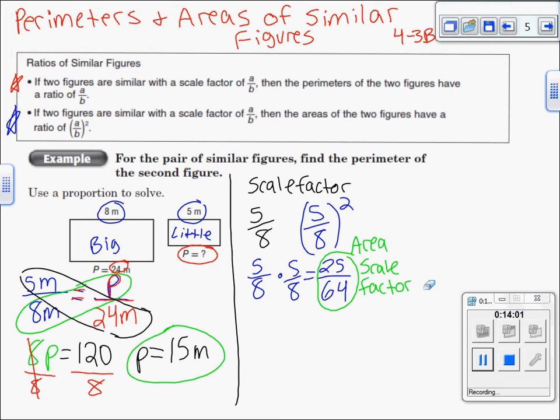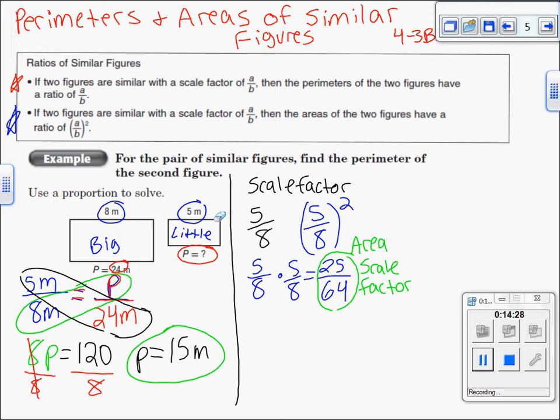So now, we're going to do a couple of examples where we're going to find the area of similar figures, but just remember how to find the area scale factor. That's what I want you to focus on, because the only new skill here is how to find the area scale factor, because if you can find the area scale factor, that's then what you're going to use for your proportions. And they're going to look just like this, but instead of 5 over 8, you're going to have 25 over 64, and you can solve for the areas.